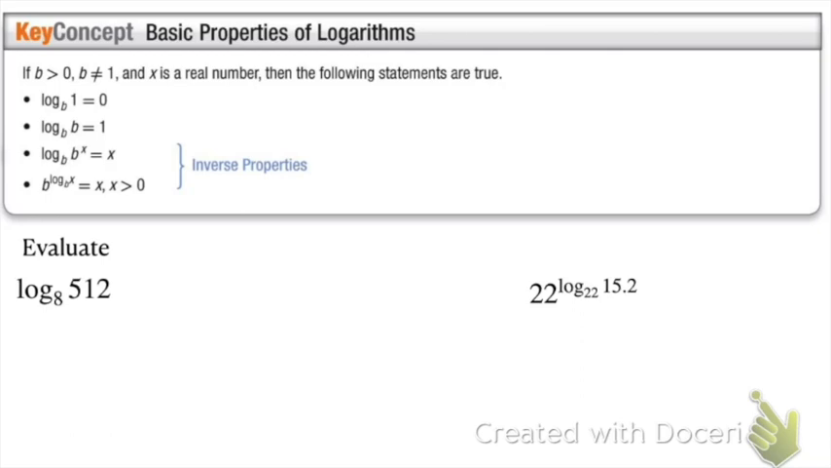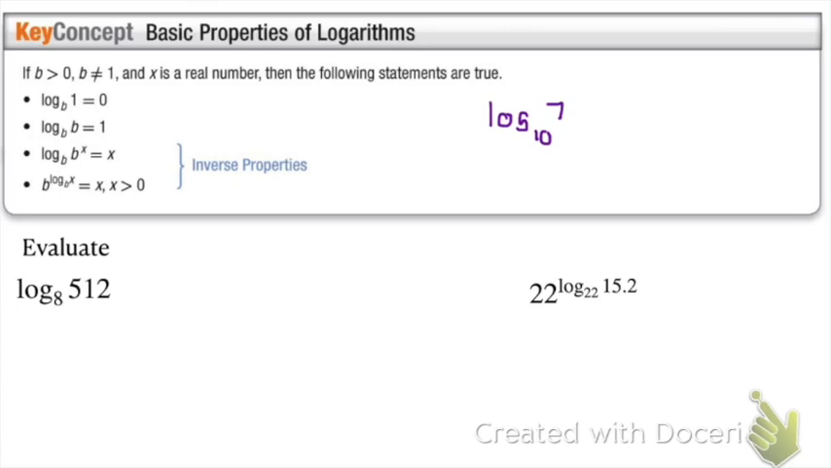One thing I forgot to mention earlier: if you just have log and there's no base written, let's just say log of 7, the base is defaulted as being 10. We don't have to write the 10, but if there's no base written, that means the base is 10 when you're dealing with a log.